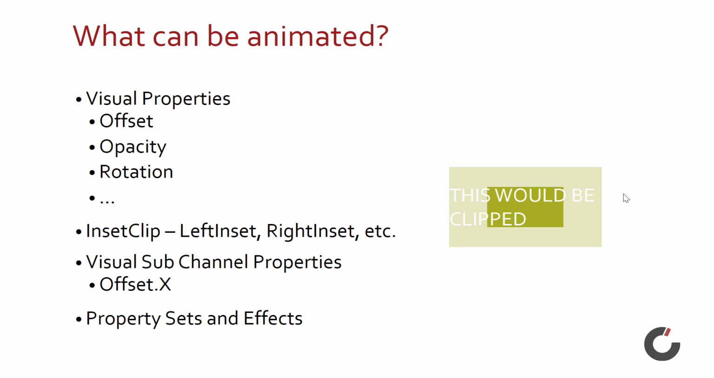And finally, we can animate values in property sets, which are exactly what they sound like, and I'll cover those in a little bit more detail later. And we can animate effects, so that could be changing the degree of blur on a Gaussian blur effect, for example. I will touch on effects in a later video.